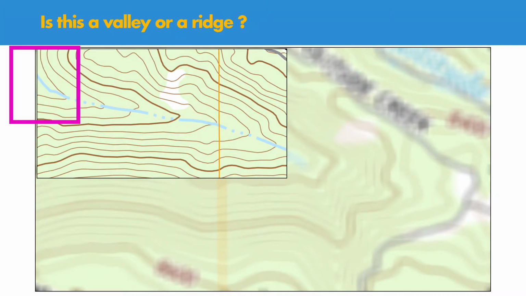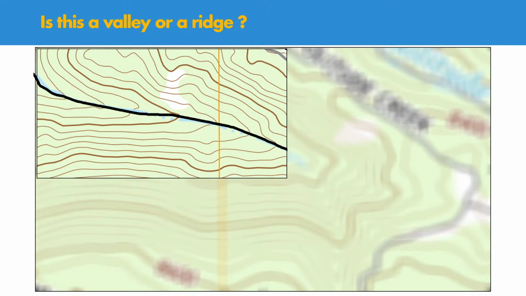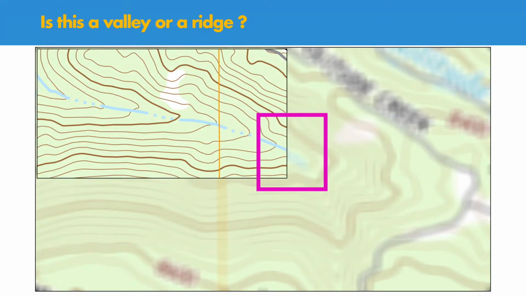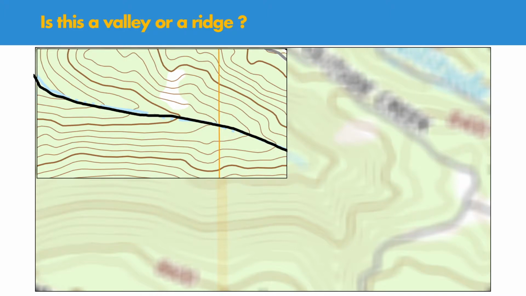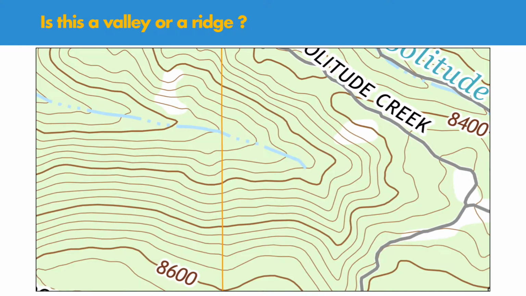Is this the mountain top and this is a ridge line that goes down this way? Or is this the mountain top and this is the river path that goes down this way? To answer this question, the simple key is to know where the high altitude is. If I follow the index line, the elevation value will be here.